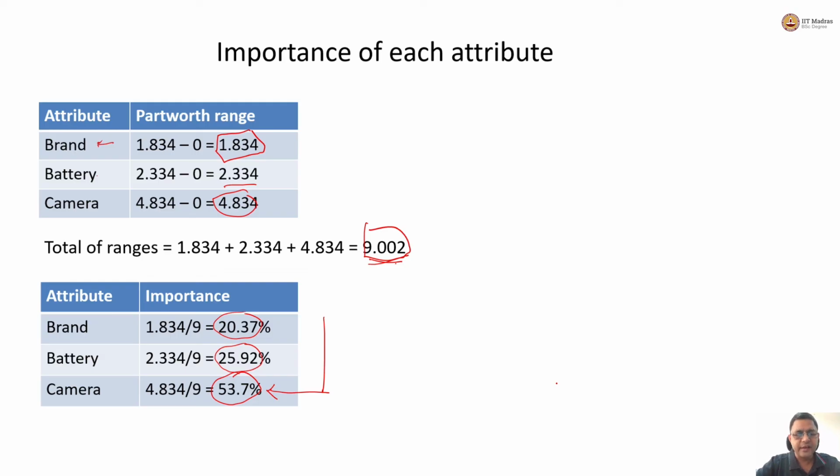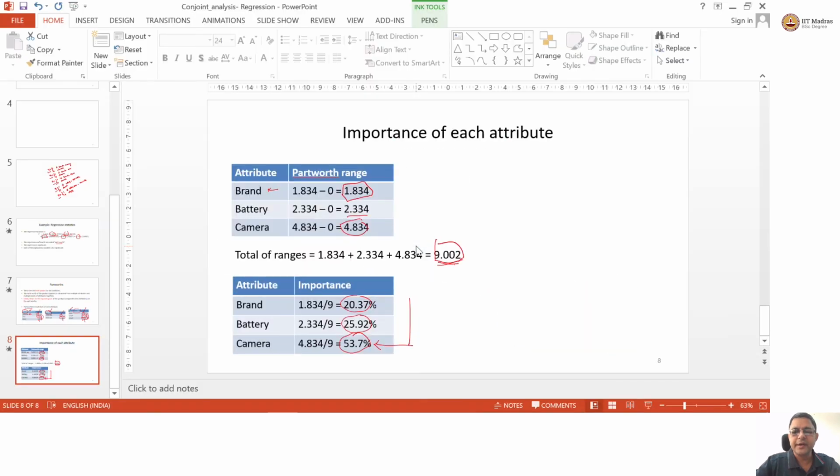So let us end the session here. Hopefully I have explained the regression application for conjoint analysis.